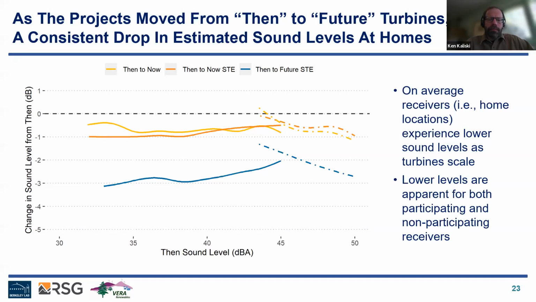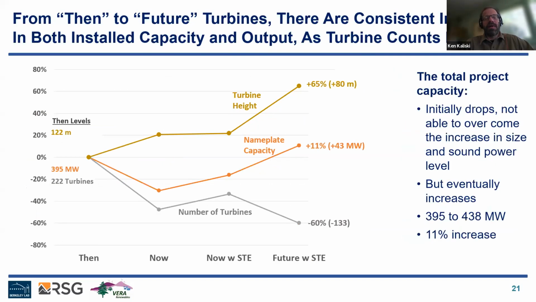Also, it matters because you are near the noise limits. So a 1 decibel increase in sound power may not sound like much, but it may have a very substantial impact on your ability to develop these turbines or the output from a wind project. If you are able to reduce the noise impact by 1 or even 2 decibels, you might be able to increase the capacity of your project.